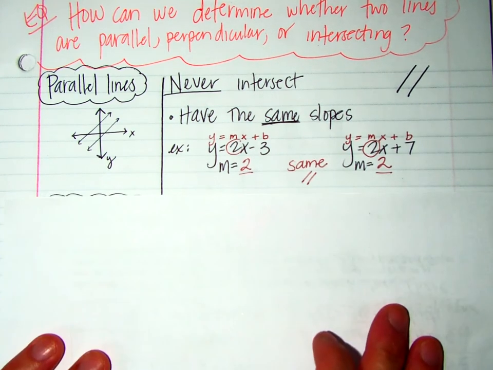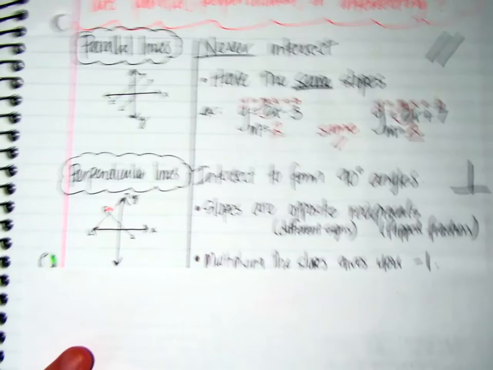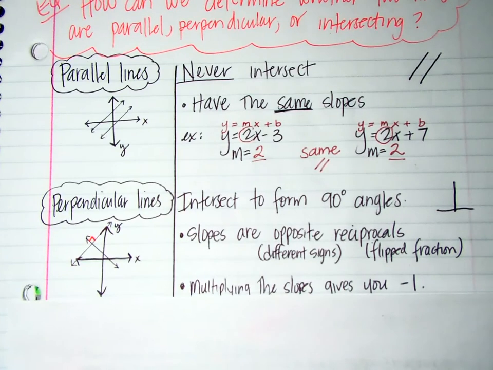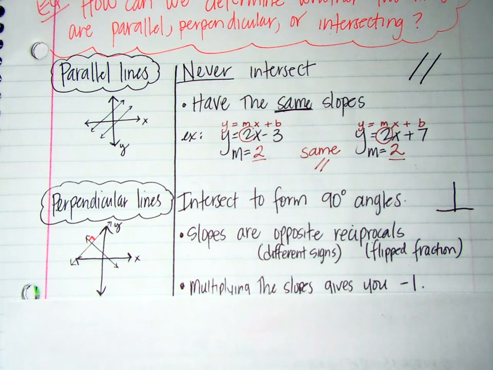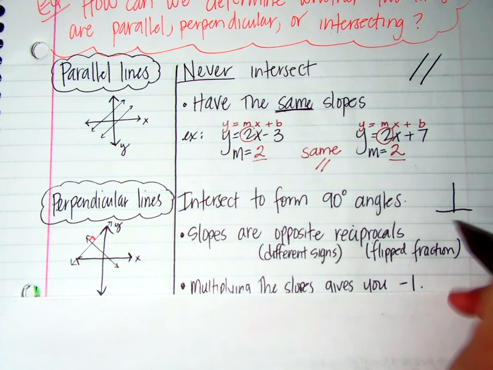What about perpendicular lines? Well, perpendicular lines are kind of tricky because sometimes when we look at lines and they're crossing, we could probably make the assumption that they are perpendicular. But what makes perpendicular lines very special is that they intersect to form 90-degree angles. And the symbol we will be using to show that two lines are perpendicular is this one here.